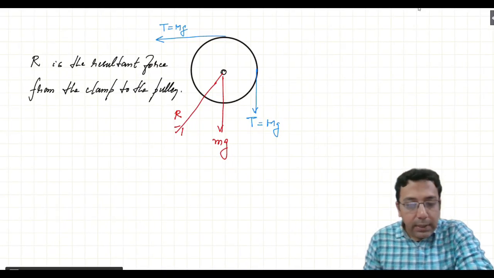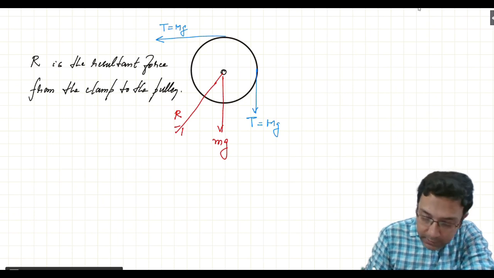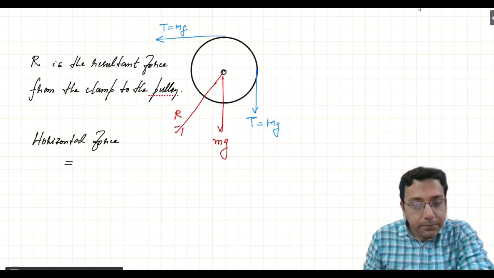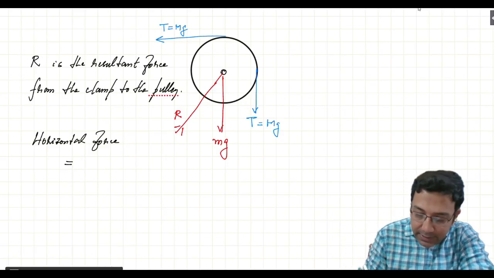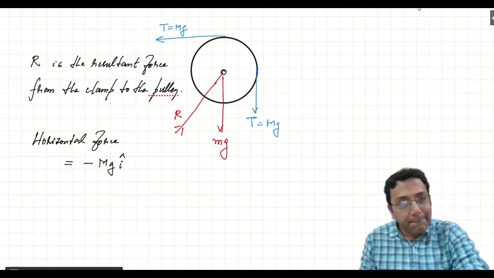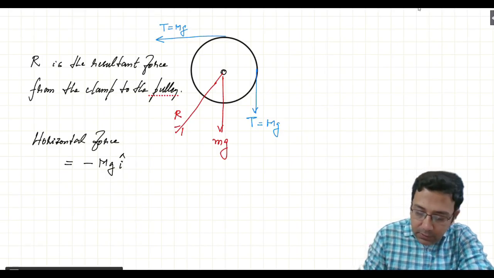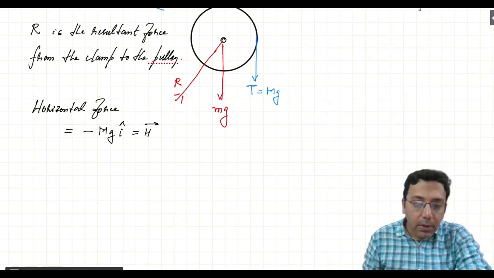Now what you can do is, what are the horizontal forces coming? The horizontal force that is coming over here is equal to T equal to mg. That top horizontal component is acting on the negative side, so minus mg i. I'm writing vectorially, so minus mg i is the horizontal force that is acting on the pulley.